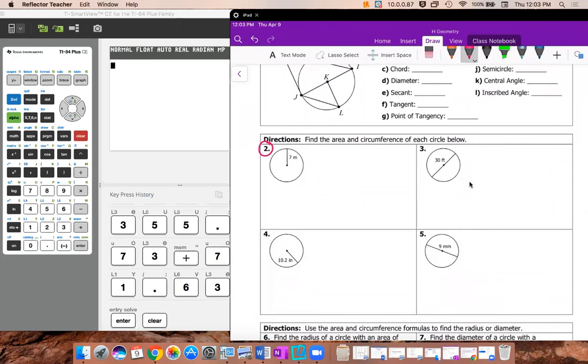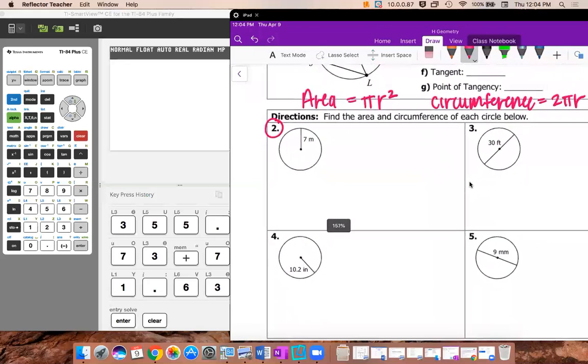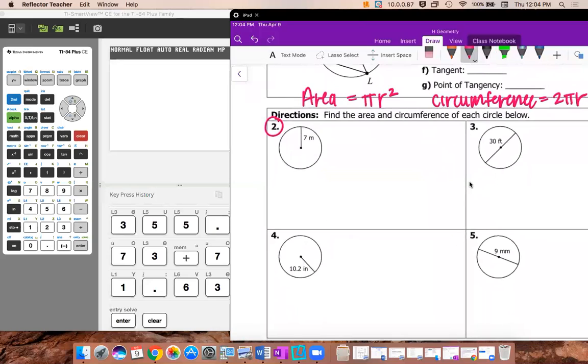Let's just remember our 2 formulas. If we want to find the area of a circle, our formula is pi r squared. And if we want to find the circumference, which is just the perimeter, that formula is 2 pi r. Okay, so in question number 2, it says find the area and the circumference of each circle below.